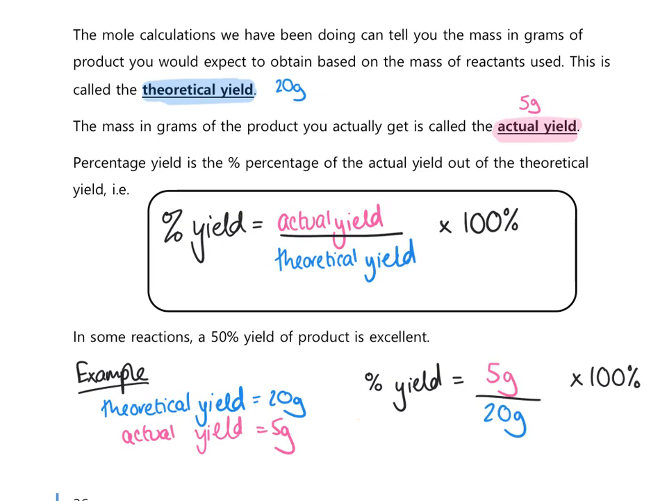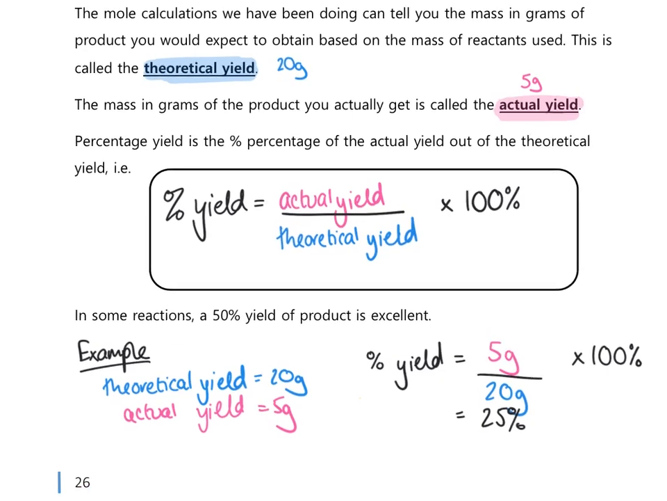So 5 divided by 20 times by 100 is going to be 25%. So you can see here my percentage yield is 25%. 25% of my reactants have been converted into products. You can see that's only a quarter of what I was expecting to actually form.